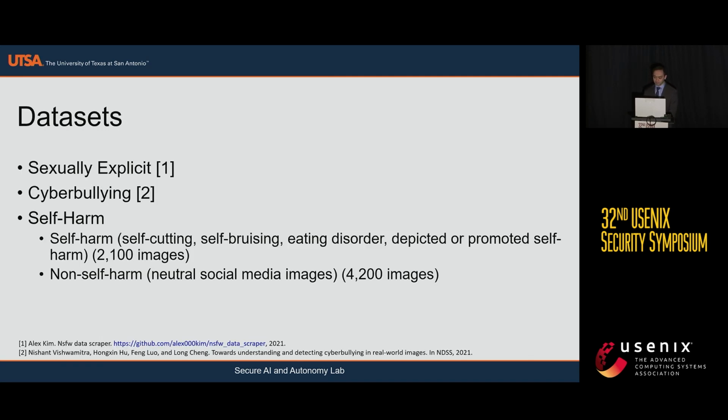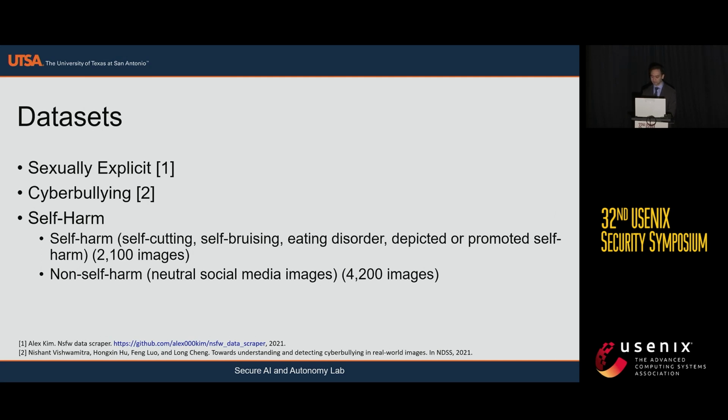Now that we have motivated the need for research on systems that detect and mask adversarial unsafe images, it's time to present the datasets that were used in the experiments for this research. The first dataset we use is a sexually explicit image dataset derived from an existing dataset that contains sexually explicit images as well as non-sexually explicit suggestive images alongside neutral social media images.